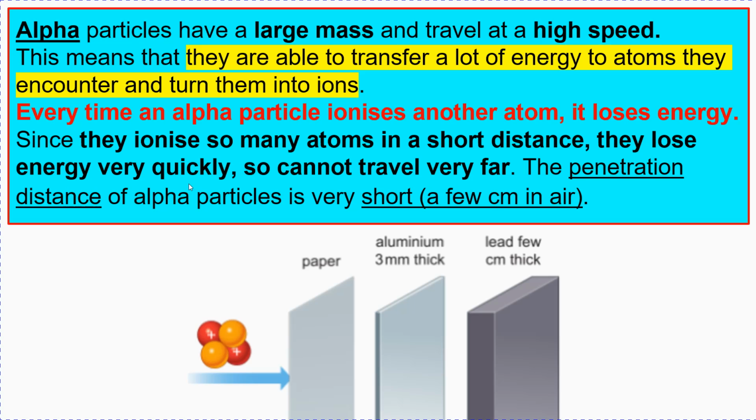So alpha particles can only travel a few centimetres of air, or they get stopped by paper, because they lose all their energy when they hit even something very thin. So alpha particles can't travel very far, but they will have an impact on the things that they do hit in that short distance.